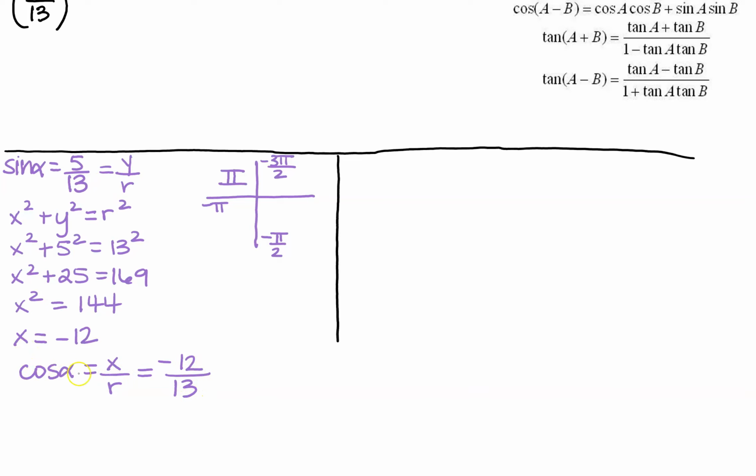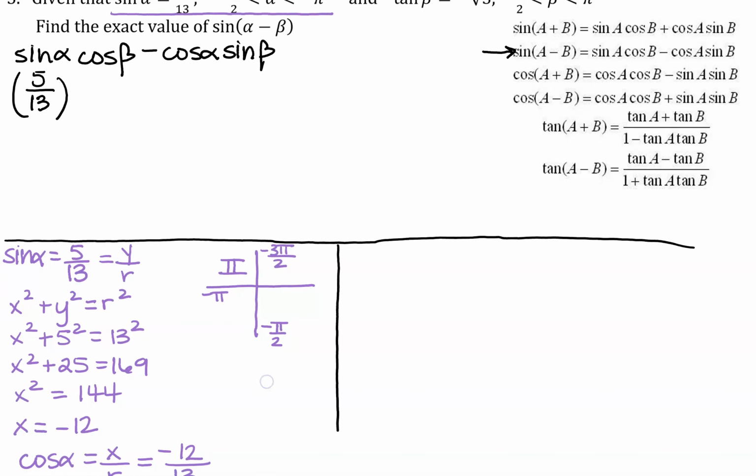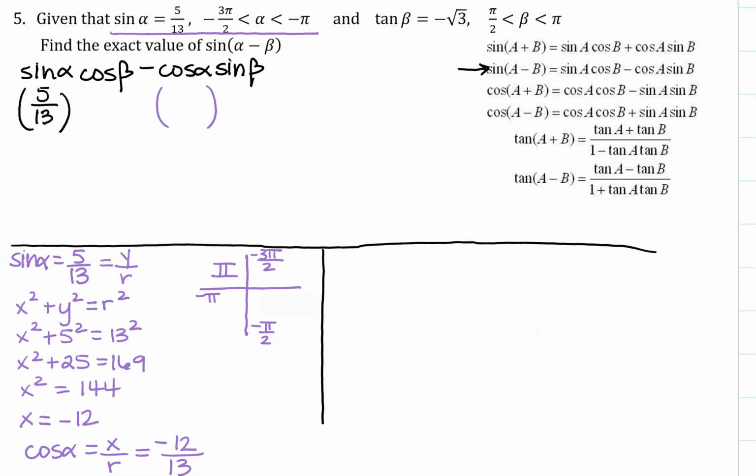So we will plug in cosine alpha into our formula right here. So we just found that cosine of alpha is equal to a negative 12 over 13. Let me go ahead and bring this minus down from the formula. Now we will do an XYR problem on beta to find cosine beta and sine beta. We were given that tangent of beta is equal to the negative square root of 3.